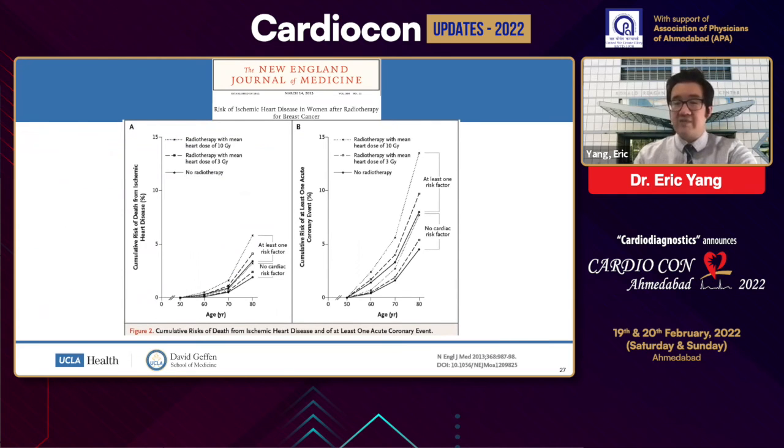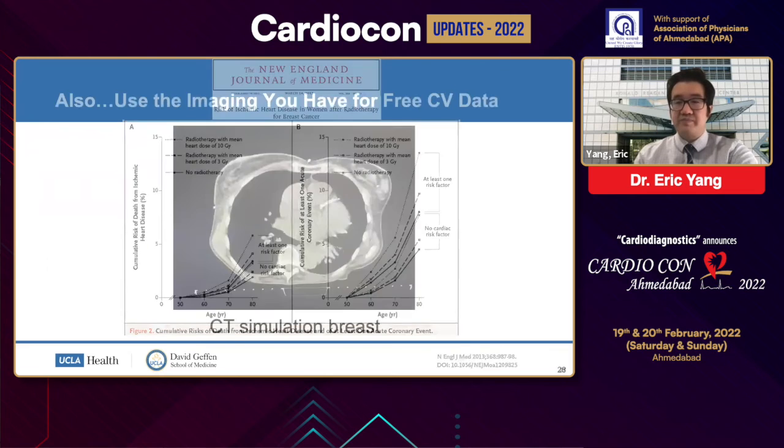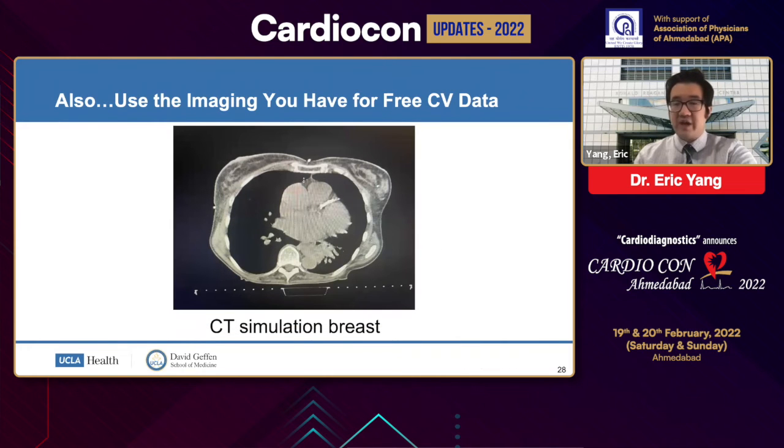Thus, really again emphasizing the need for aggressive risk factor modification and aggressive control of risk factors such as diabetes, blood pressure, and lipids. And another thing that I also advise my trainees as well as our colleagues now is that CT imaging, which is done for many cancer patients, gives you, in a sense, free cardiac data.